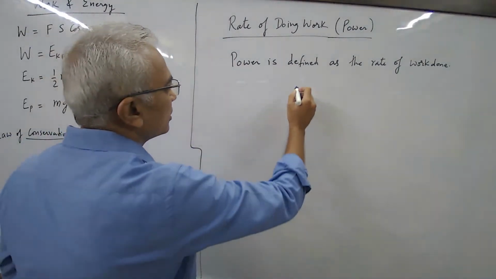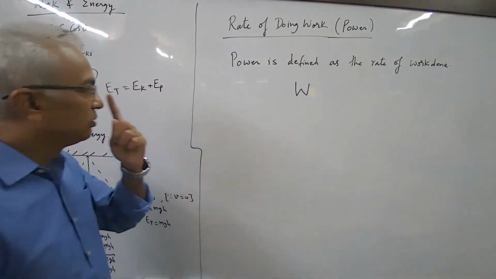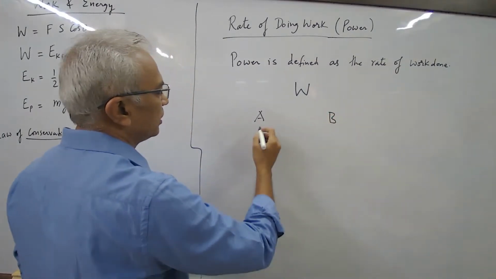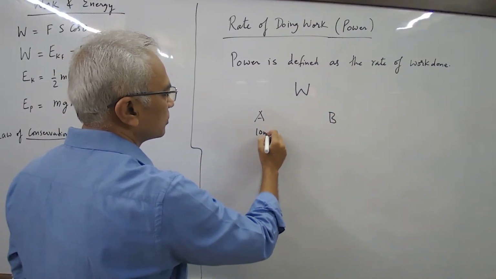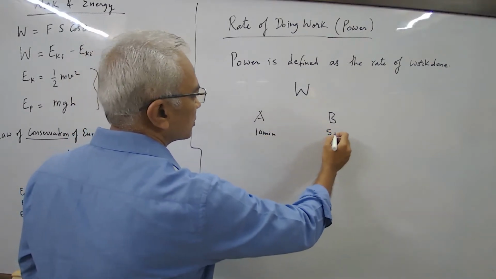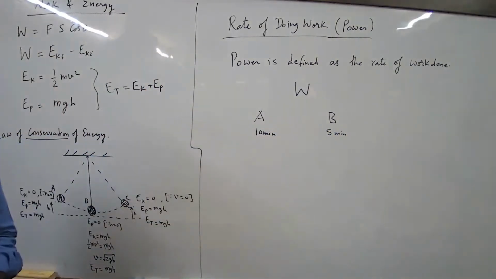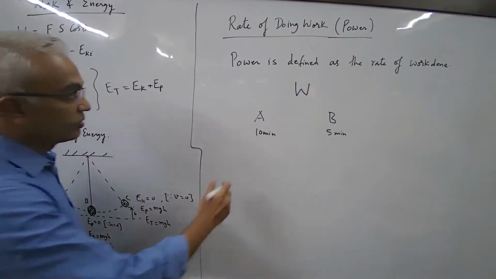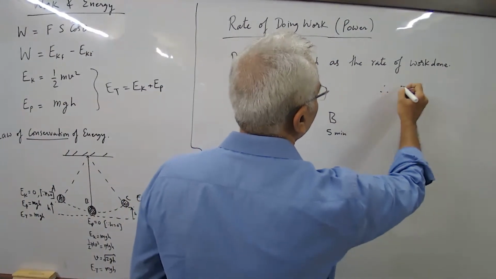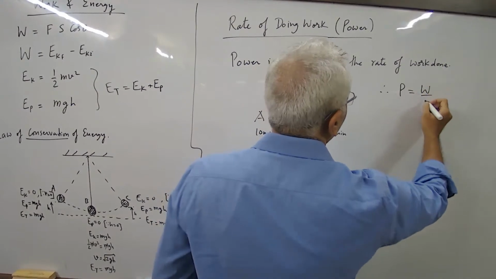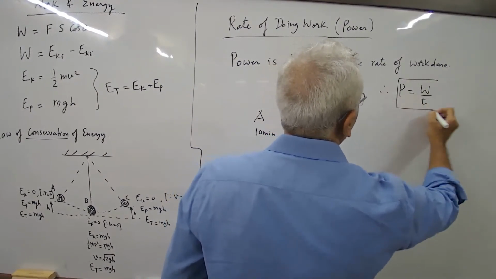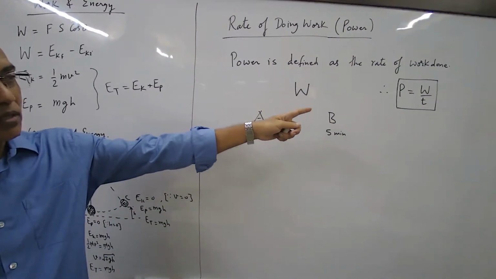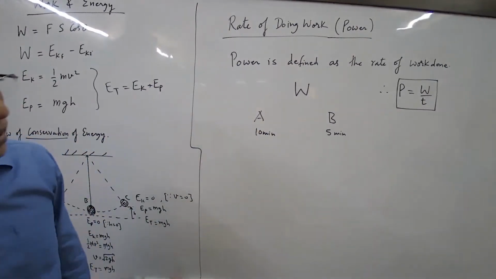So for example, let us say you have some work to be done by two people, A and B. A does it in 10 minutes, B takes 5 minutes. So who is more powerful? B, because he is able to complete the work faster. So that's why we define mathematically, power is work upon time. Mathematically, it is expressed as P is equal to W by T.